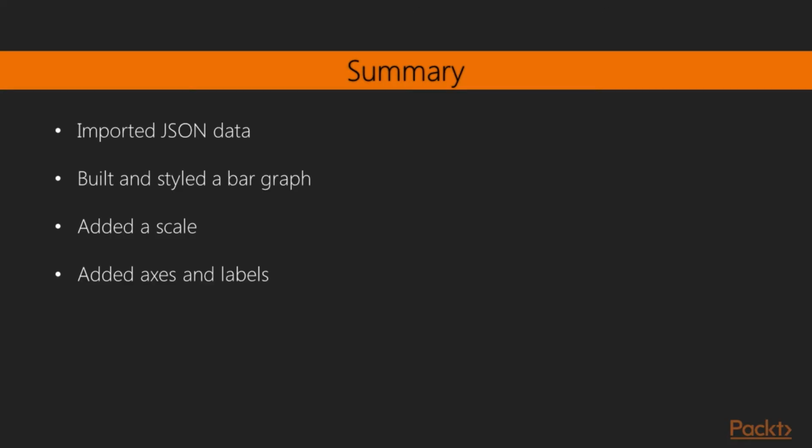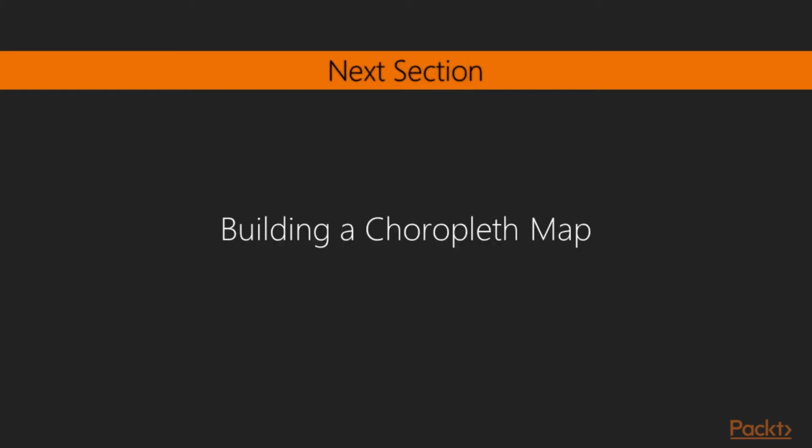In this section, we imported JSON data, built and styled a bar graph, and added axes and labels. In the next section, we will learn to work with GeoJSON data as we build a choropleth map.